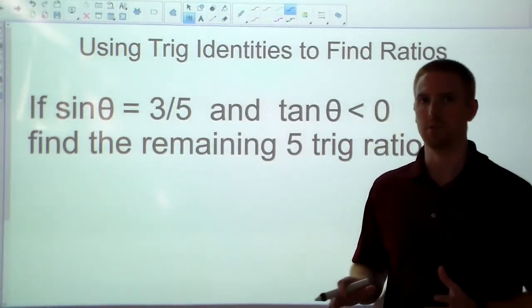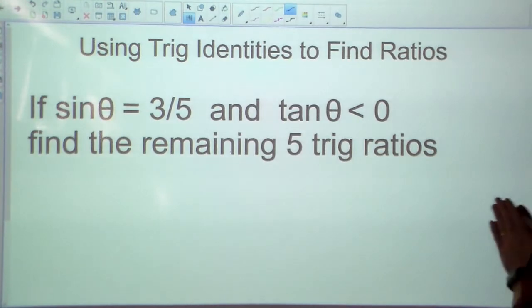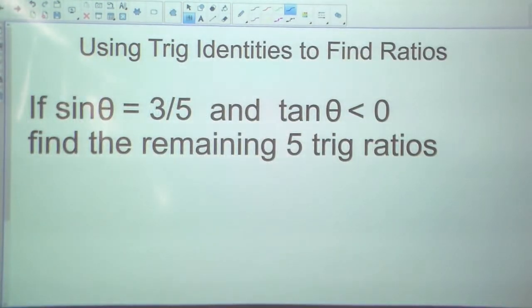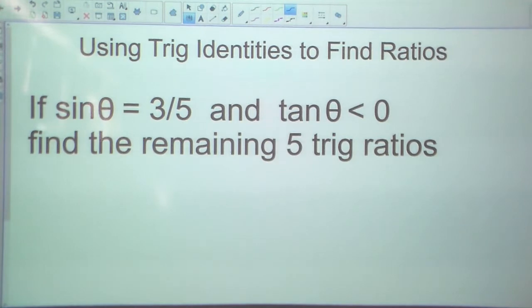All right, wrapping up section 4, a few more ideas here. So using trig identities to find ratios. Here we're given the sine of the angle is through the ratio 3/5, and we know tangent's negative. We don't know what tangent is yet, and we're supposed to find the remaining 5 trig ratios.